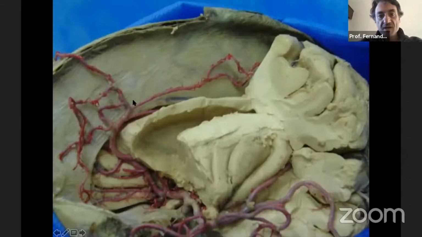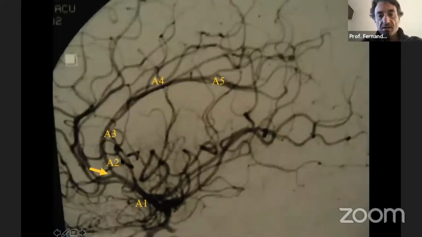But in the majority of cases, these three arteries, the internal frontal arteries, take their origin from A3. This is an arteriographic case in which we can see here the origin of the callosomarginal artery from the transition of A2, A3.